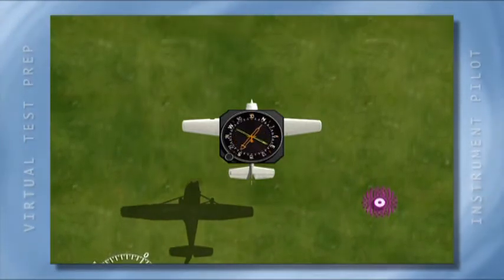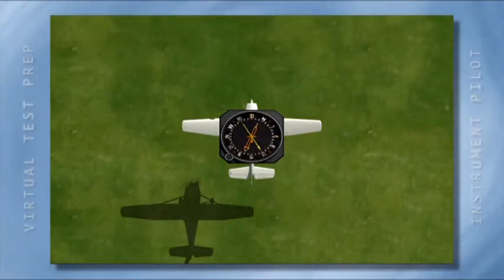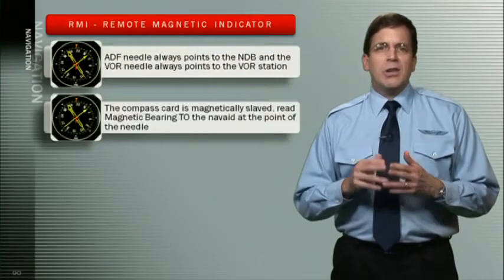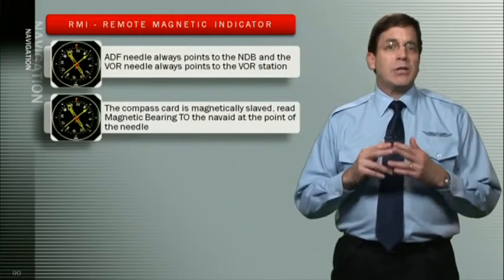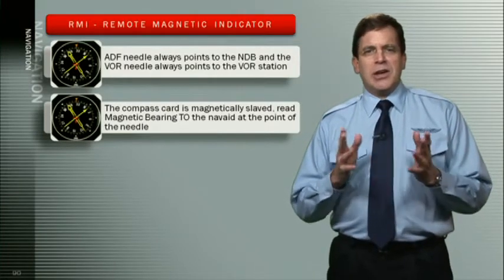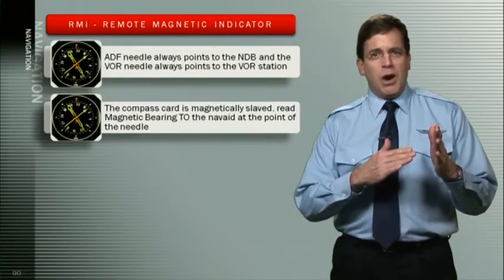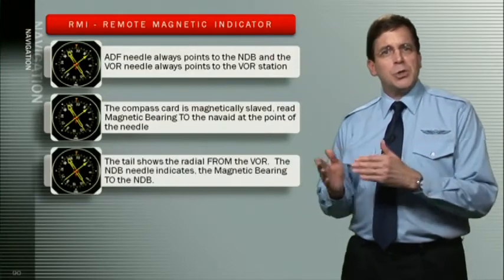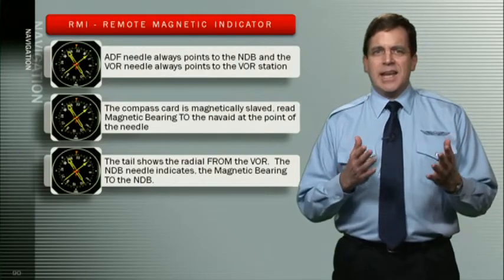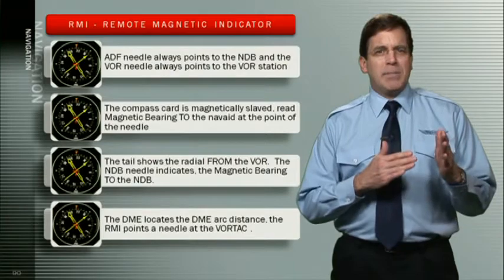So here are two RMI facts to remember. First, the needle always points to the nav aid. And second, since the compass card is magnetically slaved, you can always read your magnetic bearing to the station directly at the point of the needle. Now here's another great way to use an RMI. If the needle is pointing to the VOR, then the tail of the needle shows you the radial you are on from the VOR. Simultaneously, the NDB needle indicates at the top of the needle point the magnetic bearing to the NDB.